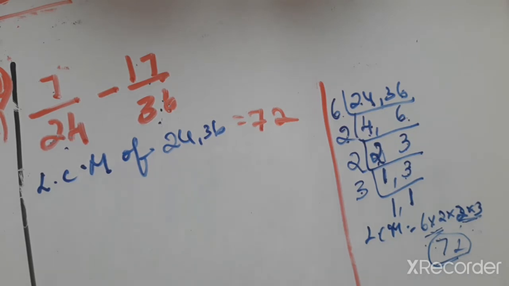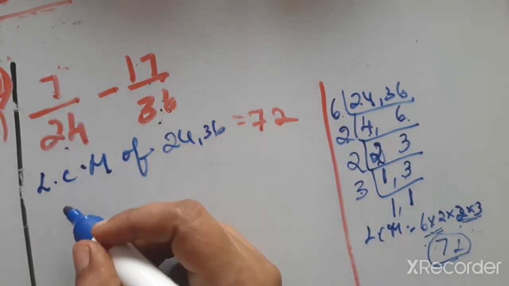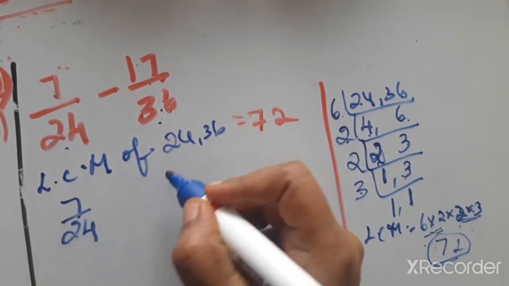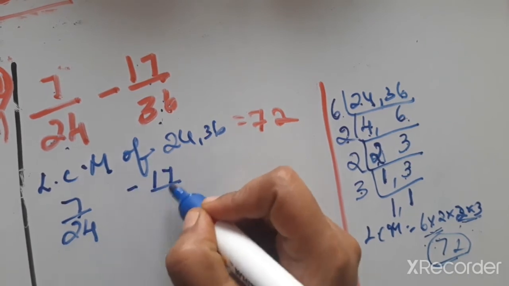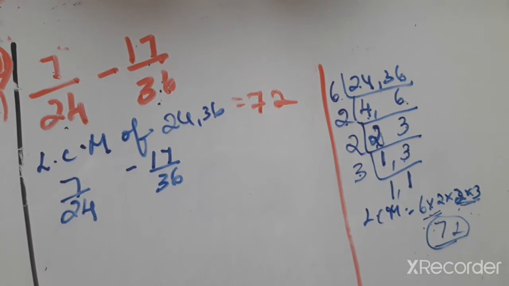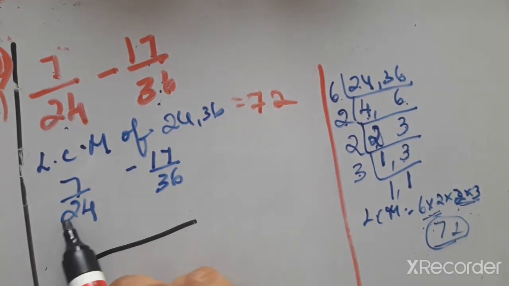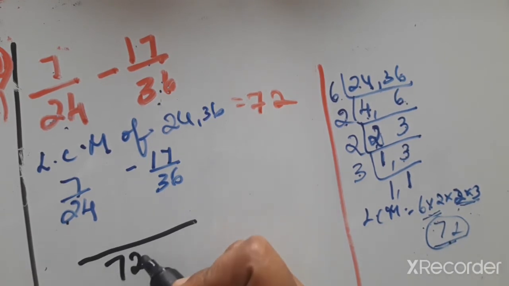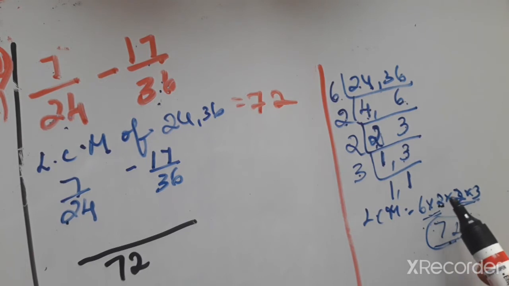Now here I write the question as it is. 7 by 24 minus 17 by 36. Write the question once again. Now equalize the denominator. The LCM of the denominators 24 and 36 is how much? 72. 6 2s are 12, 12 2s are 24, 24 3s are 72. 3 4s are 12, 3 2s are 6, 72.